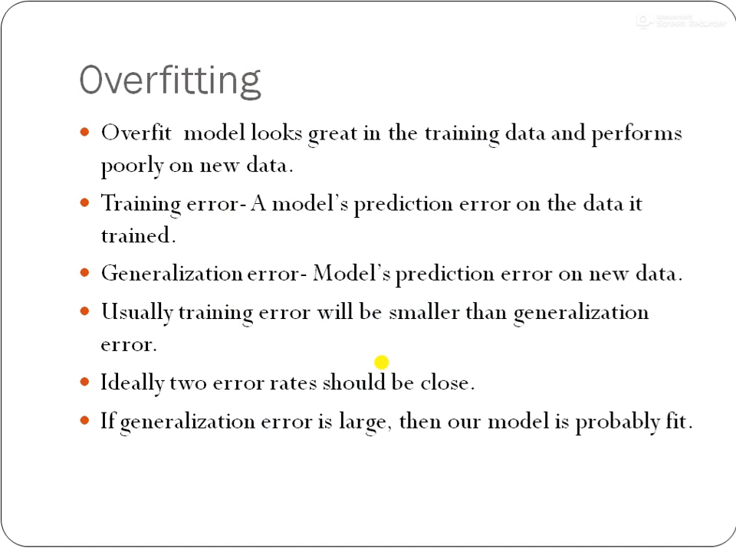So what is a model's prediction error on the data it was trained on? That is known as training error, and the model's prediction error on new data is known as generalization error. Usually the training error will be smaller than the generalization error. An ideal situation is that the two error rates should be close. If the generalization error is large, then our model is probably overfit.